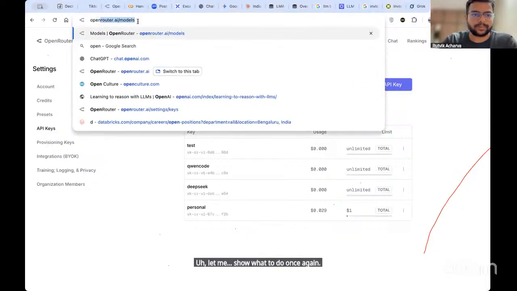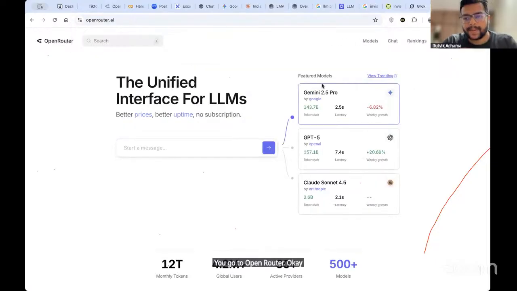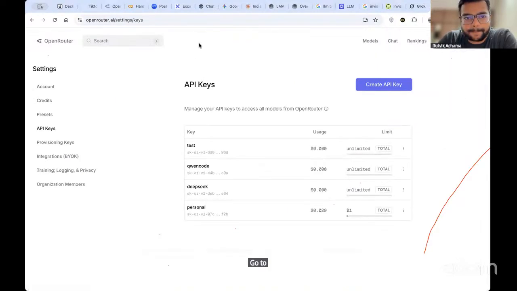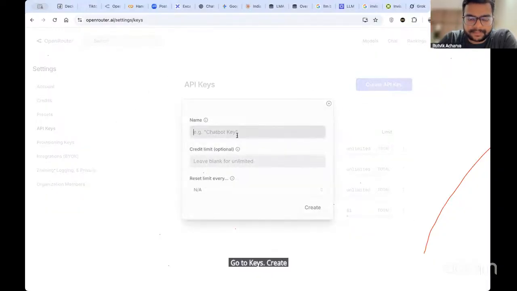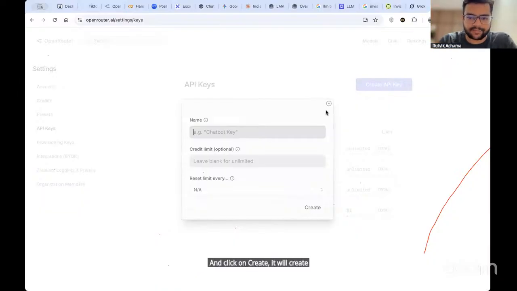You go to open router. Okay. You should log in using some credentials. Google should be fine. Go to keys, create API key, put in some name, say test or personal or whatever you want, and click on create. It will create a key for you.